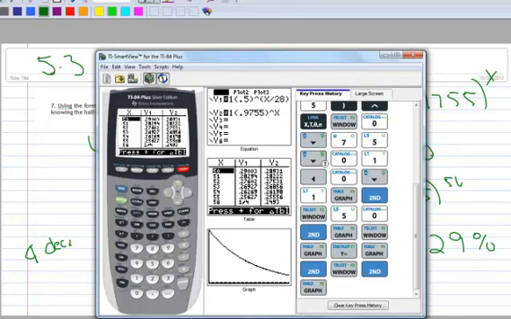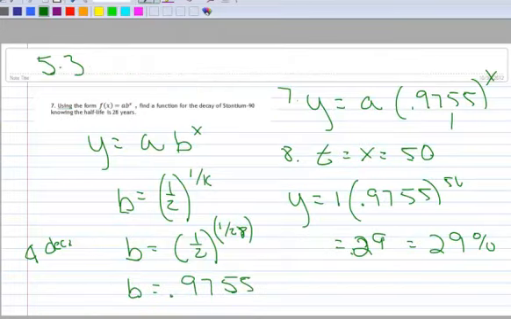So you can see that even though they're not identical, they are very close. The reason they are not identical is we did a little bit of rounding here for the 0.9755 to calculate b. Okay, so that's the end of this video to show you how to use exponential to calculate half-life.